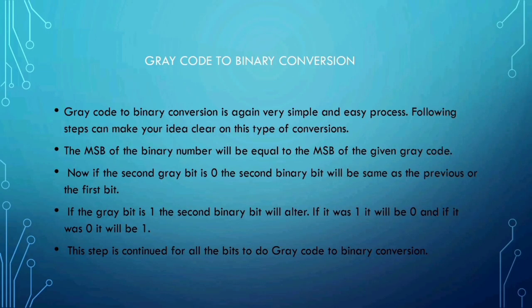Gray code to binary conversion is again a very simple and easy process. Following steps can make your idea clear on this type of conversion. The MSB of the binary number will be equal to the MSB of the given gray code. Now, if the second gray bit is 0, the second binary bit will be the same as the previous or the first bit. If the gray bit is 1, the second binary bit will alter. If it was 1, it will be 0, and if it was 0, it will be 1. The step is continued for all the bits to do gray code to binary conversion.